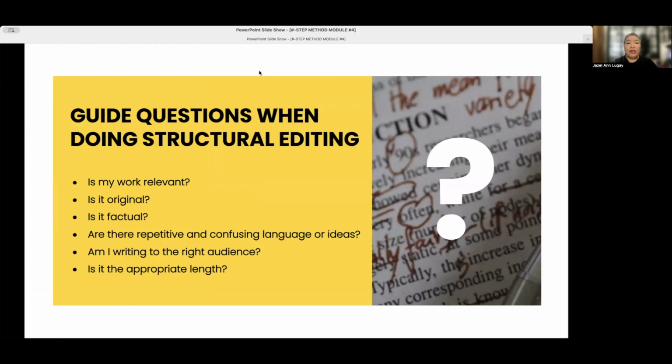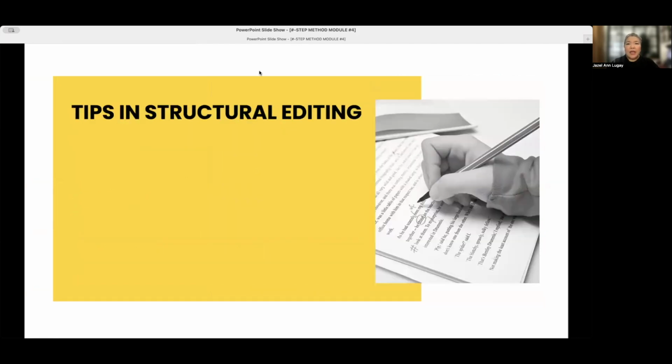In doing structural editing, ask yourself the following questions. Is my work relevant? Is it original? Is it factual? Am I writing to the right audience? And is it the appropriate length? Here are some tips in structural editing.